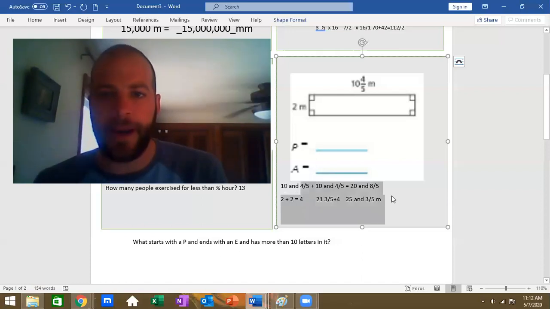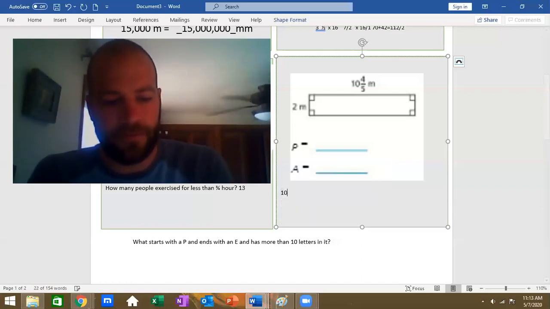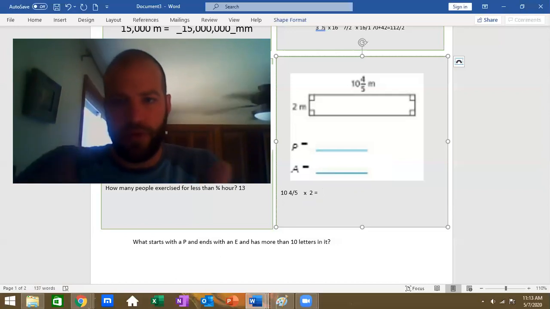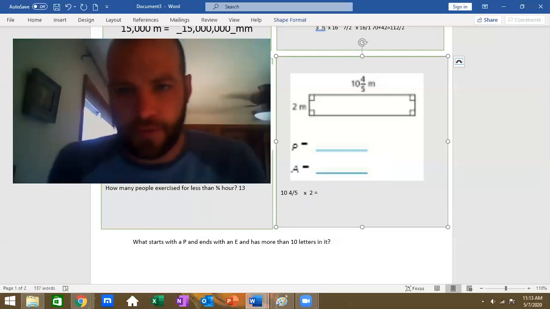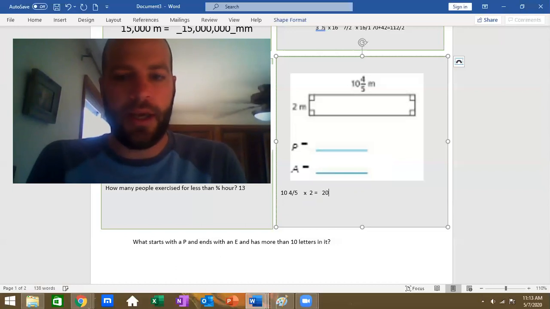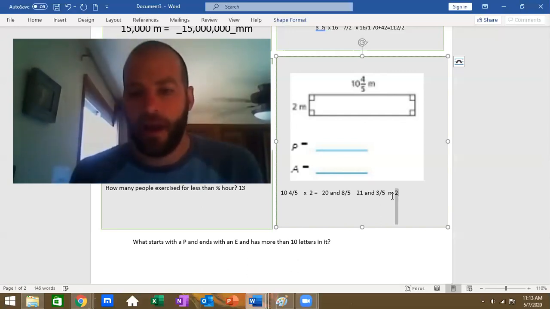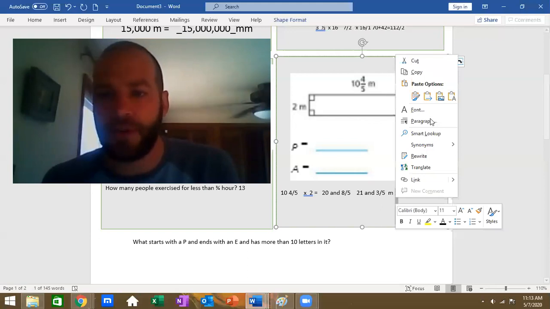Now, area is 10 4/5 times 2, which is the same thing as what we've already done, 10 4/5 plus 10 4/5, right? Which is 20 and 8/5. Which we already said 20 and 8/5 is the same thing as 21 and 3/5. Now this is meters squared. Why is it squared? Because it's 2 dimensions, which means there's like a bunch of little 2-dimensional boxes there.